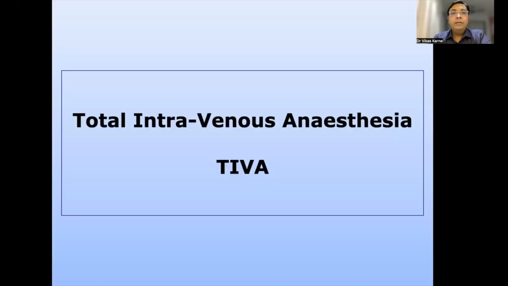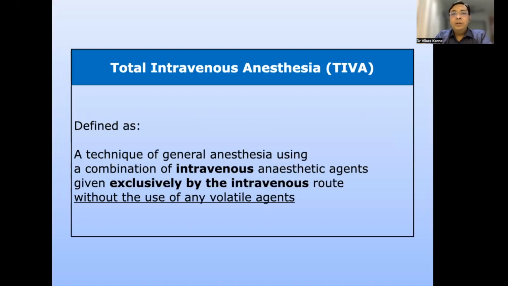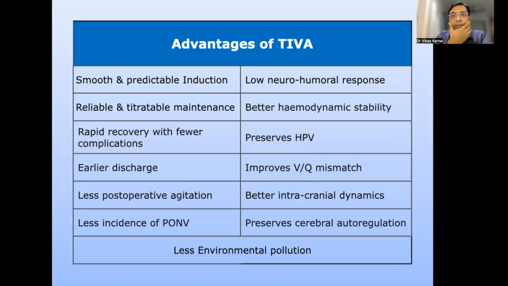So total intravenous anesthesia is defined as a technique of general anesthesia using a combination of intravenous anesthetic agents given exclusively by intravenous route without the use of any volatile agents. The advantage that we have when we use total intravenous anesthesia is smooth and predictable induction, reliable and titratable maintenance, and a rapid recovery with fewer complications. This leads to early discharge. It also reduces the postoperative agitation and also reduces the incidence of PONV.